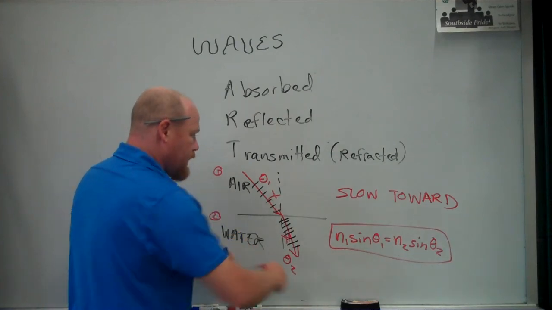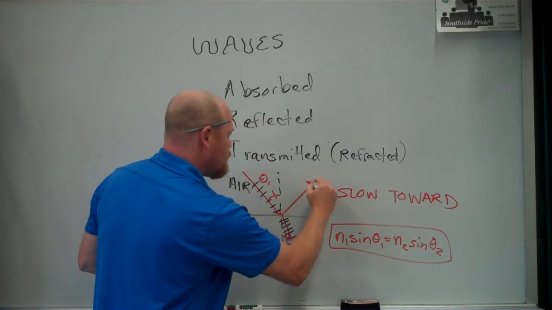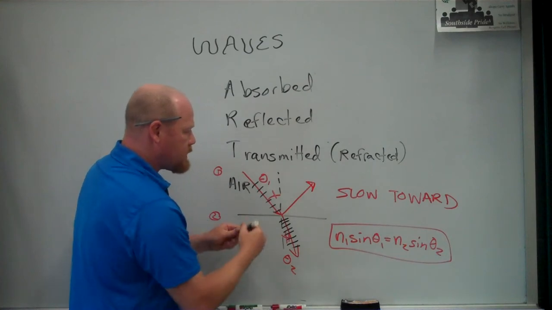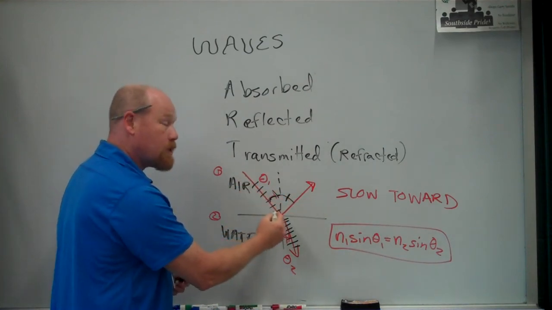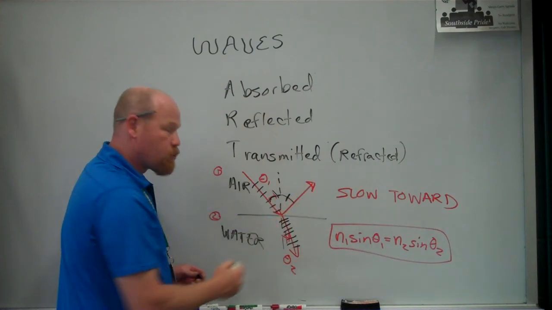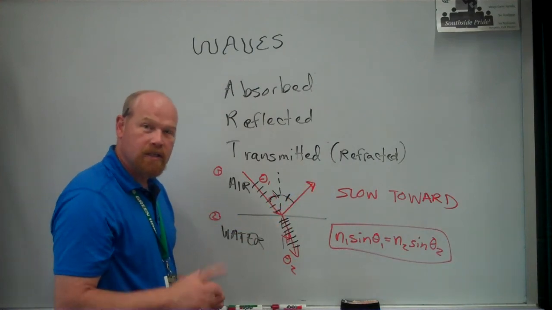Also, reflection is one where the angle of incidence right here is going to equal the angle of reflection. So this is reflection, bouncing. This is refraction, bending. That's the end of Waves 1.